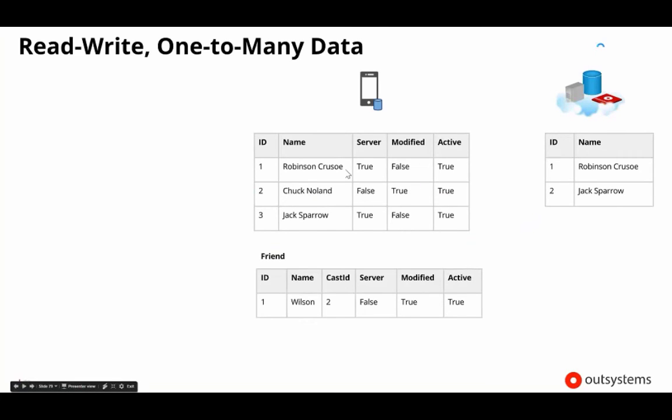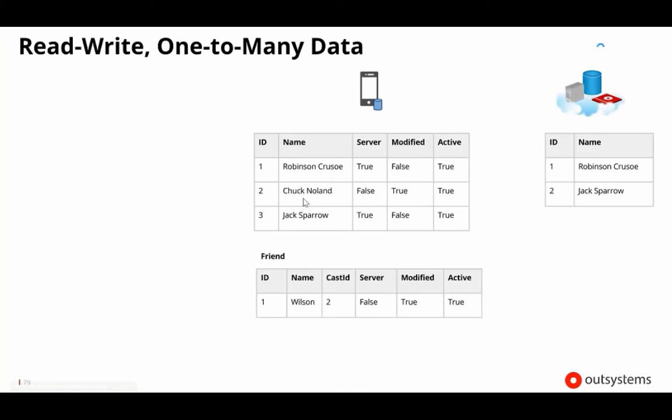And what happens here is, if you see, now we have a new table, okay? This table is the table friends. And if you remember, Chuck Nolan had a very good friend that was a volleyball called Wilson. And if you look at the data model, you can see that by the cast ID, it's short for castaway ID, the ID is 2, so Wilson is a friend for Chuck Nolan. Now there's a difference between what's in the device and what's in the server. If you see, Robinson is in the 1, but Jack Sparrow is on 2, and in this case, Chuck is on 2. So Jack here is 3.